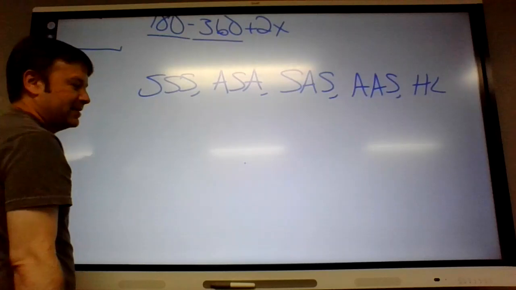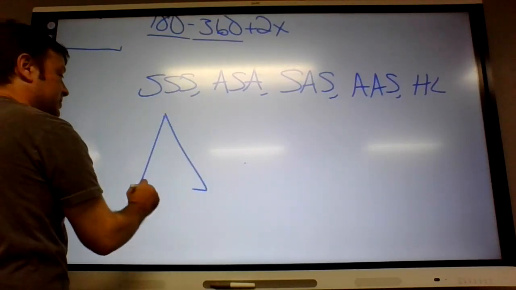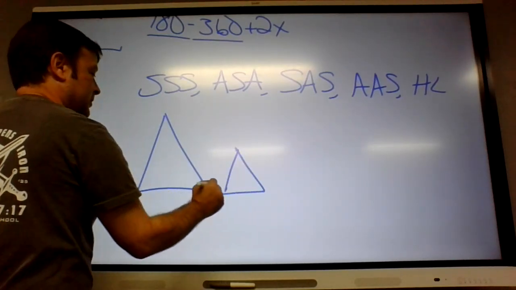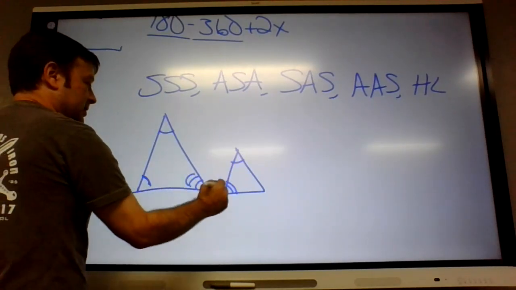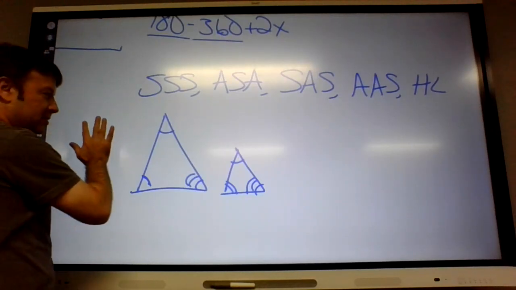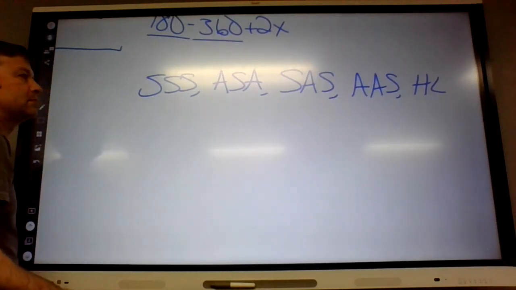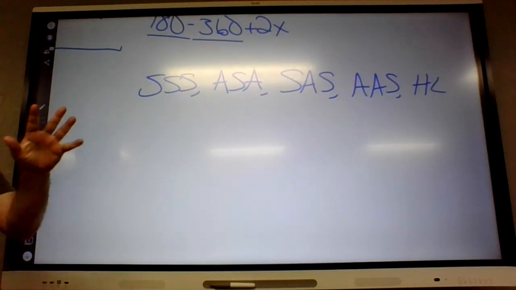All right, why doesn't angle, angle, angle work again? Because of this. If I drew it right, yeah, all these angles are the same, but they're not congruent triangles.